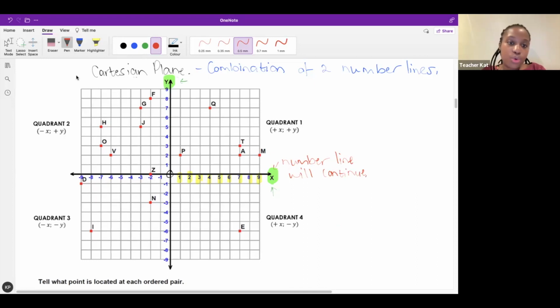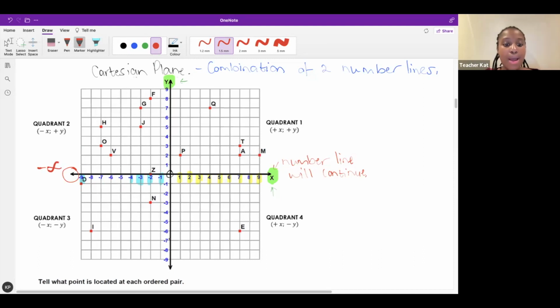Okay, so this number line does not end at 9. It goes forever and ever. So it'll be 10, 11, 12, 13, 14, 15, up until infinity. Same with the negative side of my number line. The right-hand side of the x-axis is positive and my left-hand side is negative. If you look here, -1, -2, -3, all the way to -9. And once again, we have that arrow that shows us that it continues to negative infinity. Okay, so that is my x-axis.